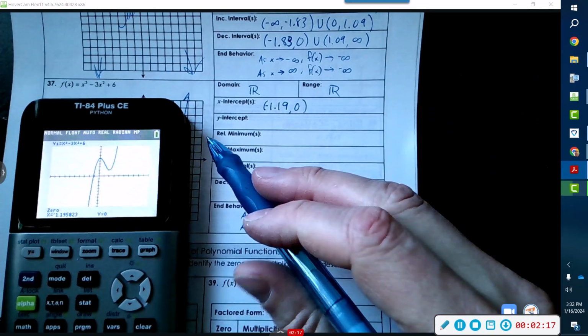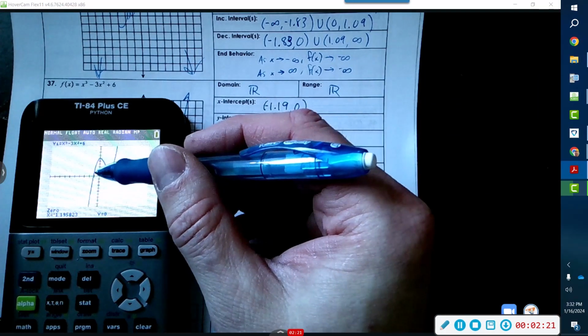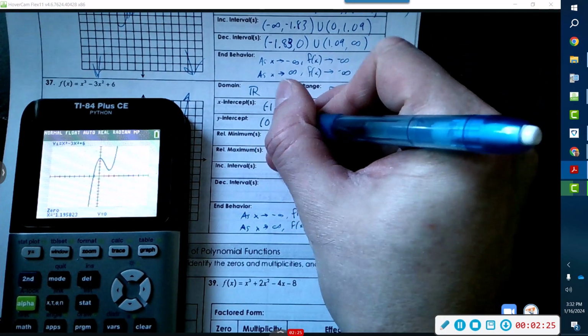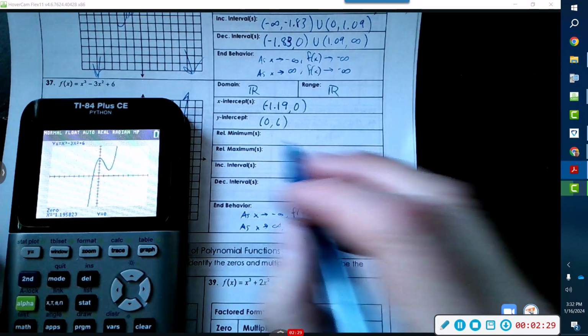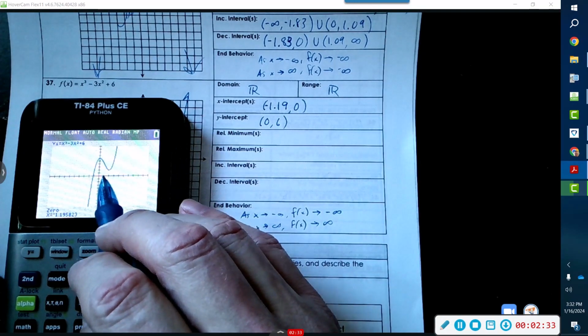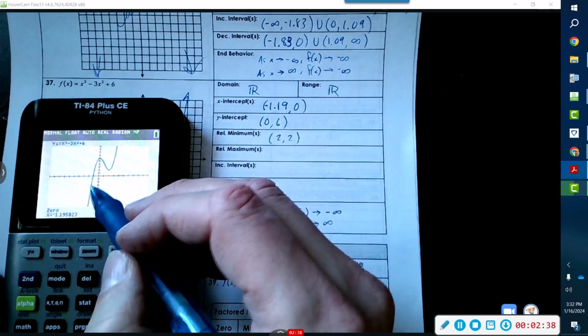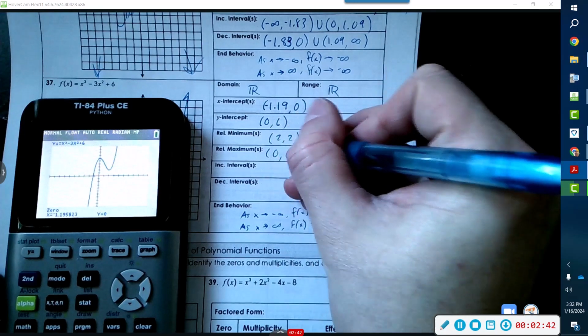Now the y-intercept is right there, so let's see if we can count. Yes, we can. 1, 2, 3, 4, 5, 6. Looks like it's at 0, 6. Okay. Relative min. Now, a relative min is right there. That's actually at 2, 2. That's actually easy to see. And then the relative max actually happens at 0, 6. Oh, this is great. Okay.